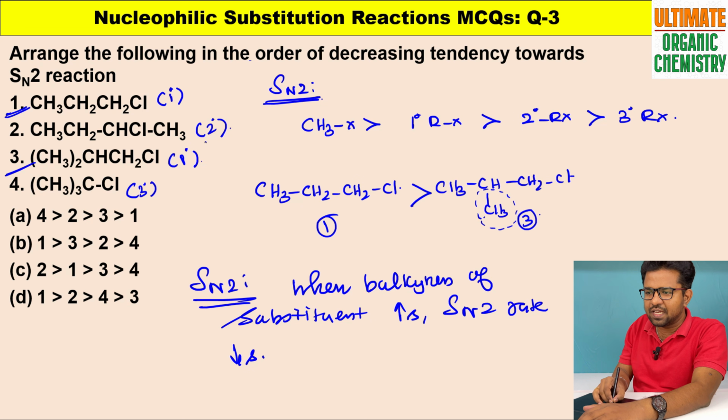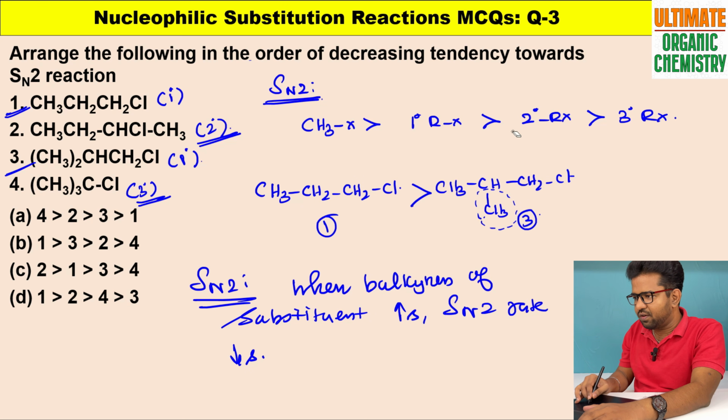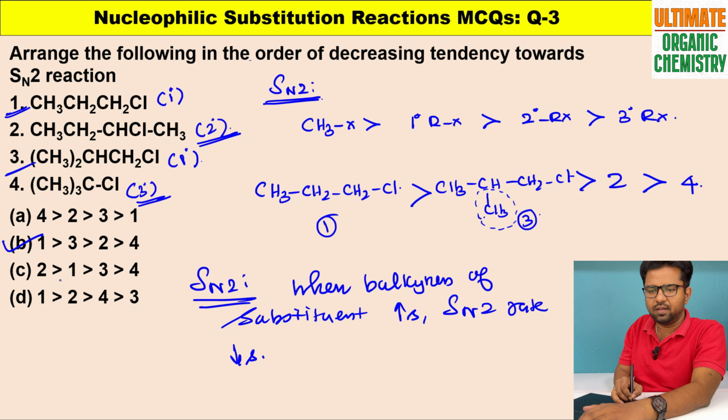The second compound is an example of secondary alkyl halide, and the third compound is an example of tertiary alkyl halide. So that means the next reactive molecule will be 2 and the least reactive molecule will be 4. So the right answer is 1, 3, 2, 4, option B.